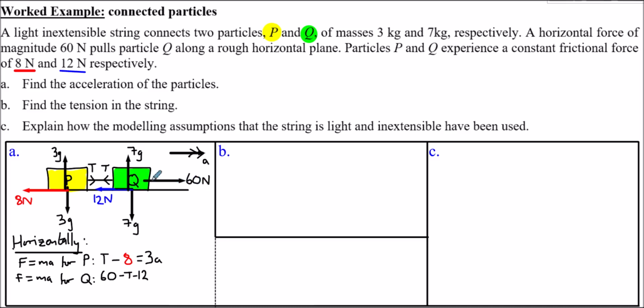60 take away these two holding it back will be equal to the mass of Q, which is 7, multiplied by the acceleration of Q, which will be the same as the acceleration of P, because these bodies are connected by a string which isn't stretching. So that's going to be 7a.